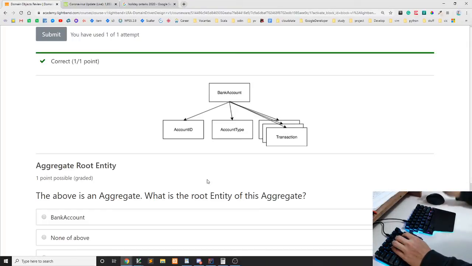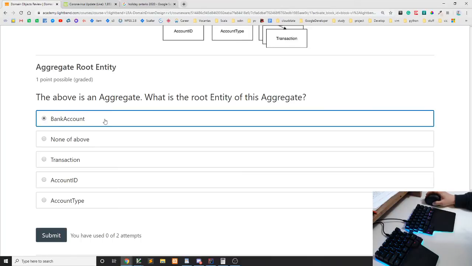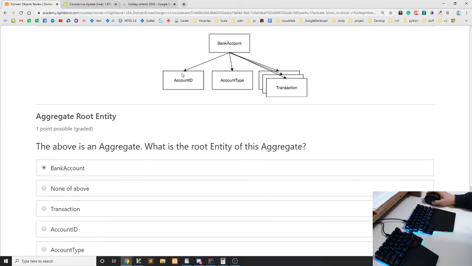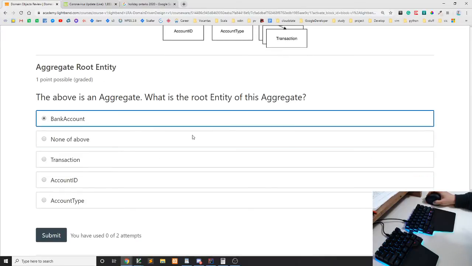So in here, bank account is the aggregate root. So it's a bank account. So those account ID, account type, and transaction are the entities.